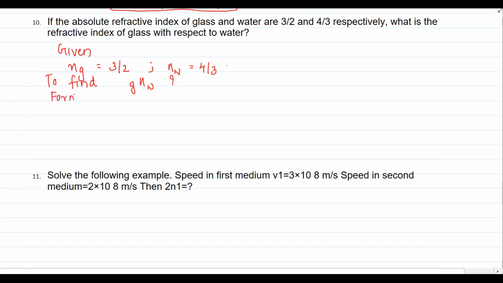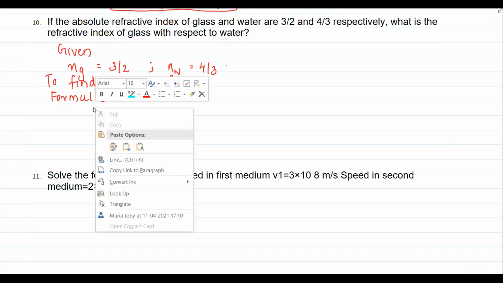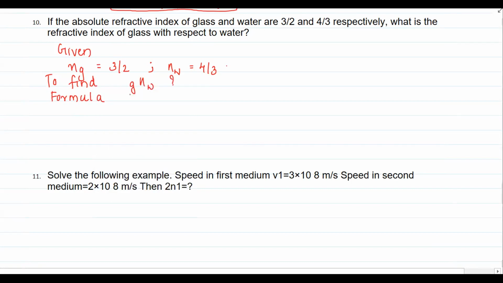Formula is, here velocity is absolute refractive index. What is the refractive index of glass with respect to water? Okay, that is, formula is refractive index of glass with respect to water. We can write Ng upon Nw. Solution.